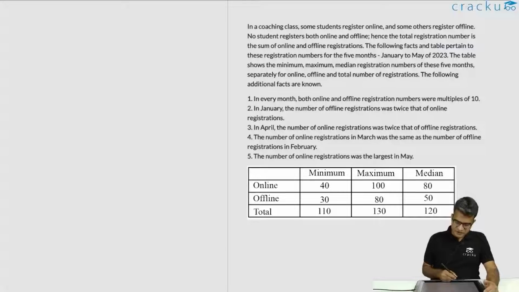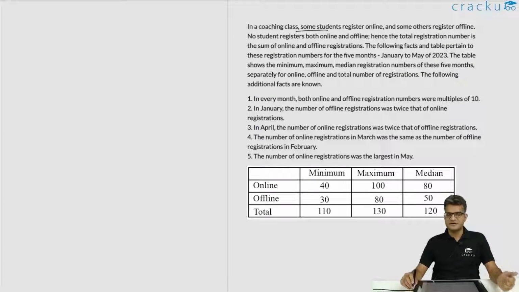In this question, we are told that there is a coaching class in which some students register online, some of them register offline, and we get the total number of registrations. Nobody registers online and offline, so the total number of registrations is the sum of online plus offline. We need to calculate the number of online, offline, and total registrations across the 5 months from January to May.